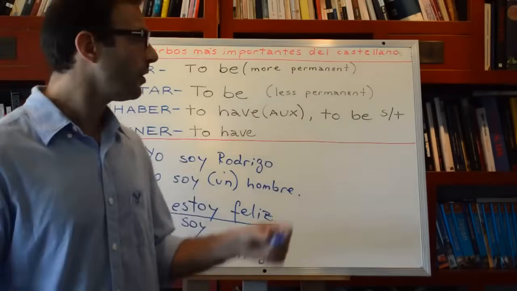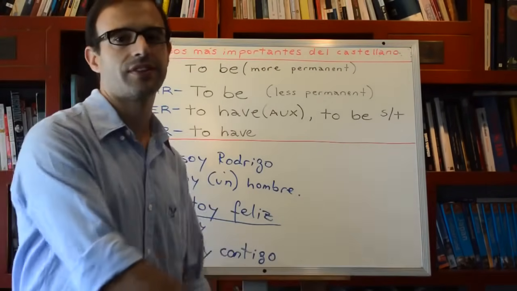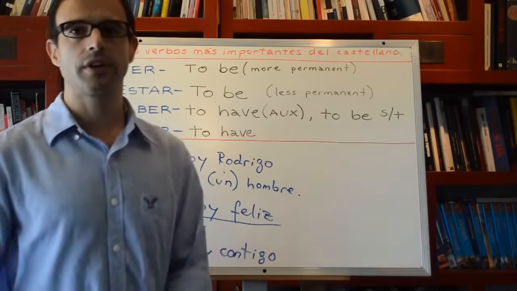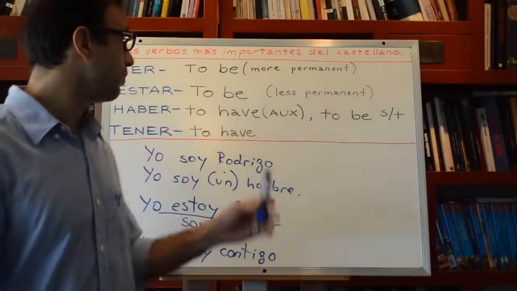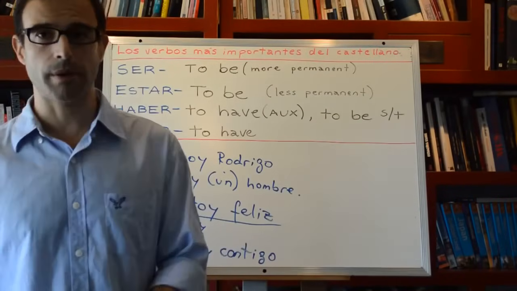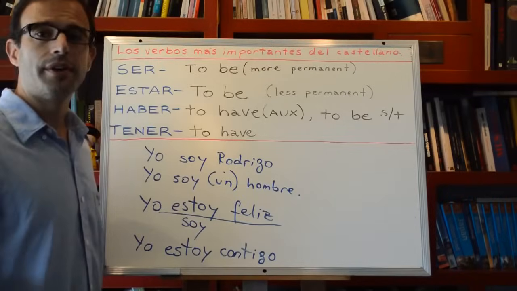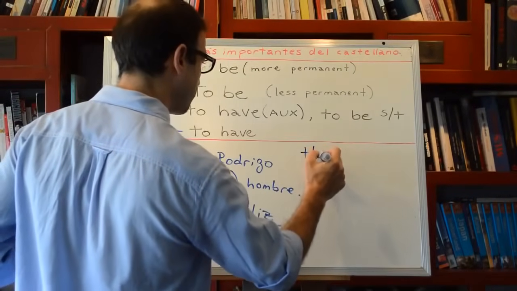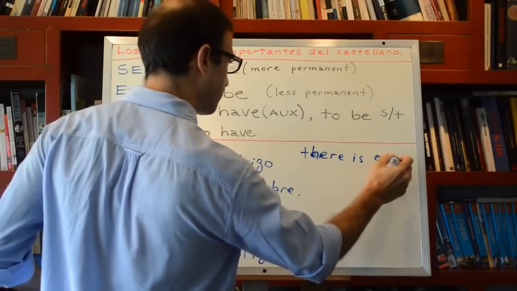Not to be like here, but when you say there is this, there is that, there are 3 coins here, there is a dog over there. There we use the verb haber. It is a very special function of the verb haber. So for example, if I want to say there is a cat.